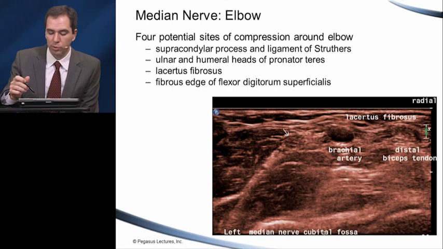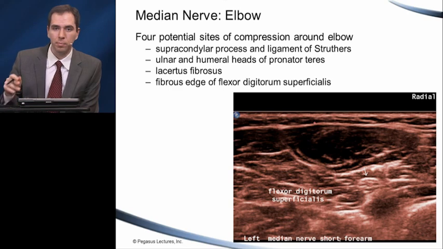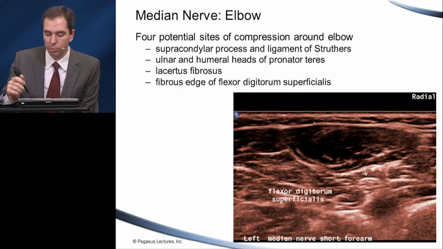Next, there can be potential compression at the lacertus fibrosus. So the lacertus fibrosus represents this thin band of tissue that runs from the distal biceps tendon across the arm and over to the ulna. It crosses over the median nerve, so the median nerve could potentially be compressed by it. And then the last site of potential compression is at the flexor digitorum superficialis muscle, fibrous edge. So this is the flexor digitorum superficialis muscle, and the median nerve passes just adjacent to that.